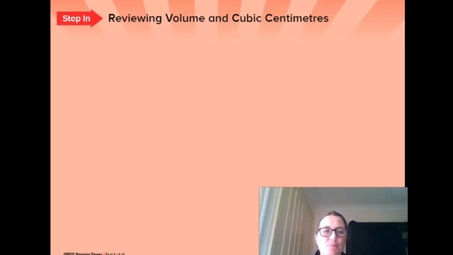Can you use your blocks to build a prism of less than 20 blocks? So less than 20 blocks, can you please build a prism? You can pause the video while you do that.